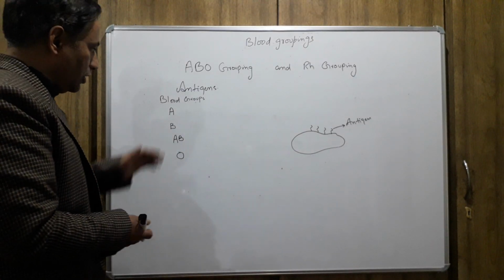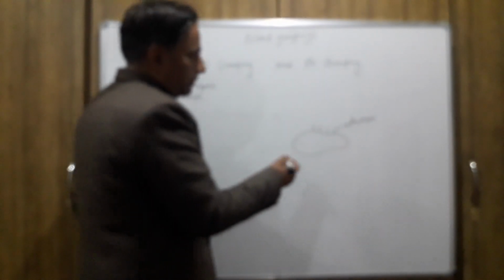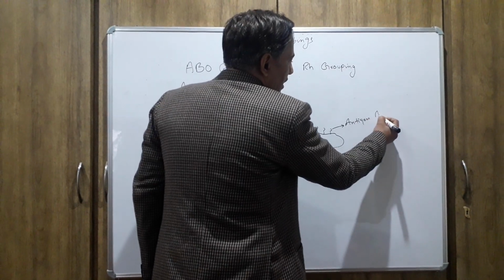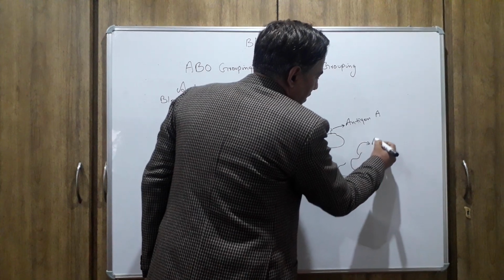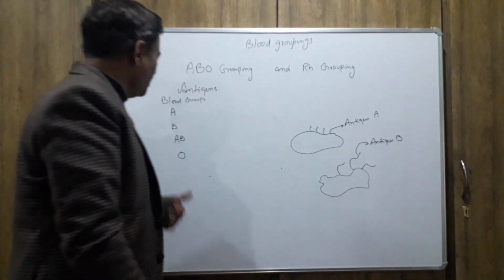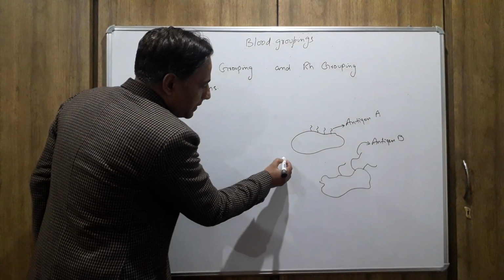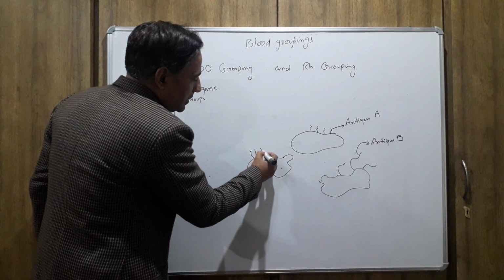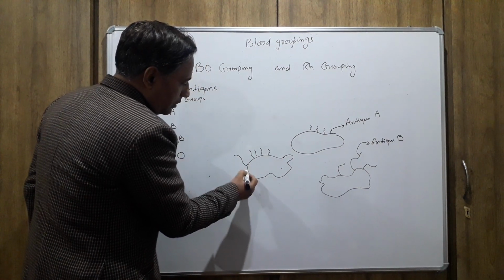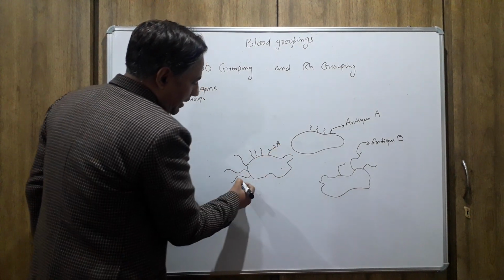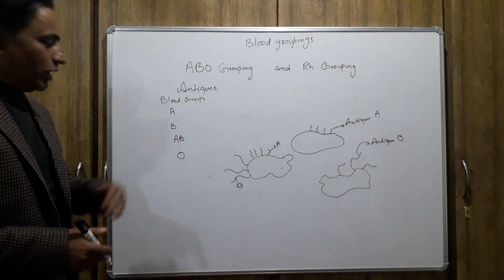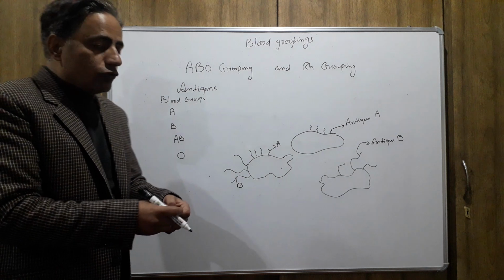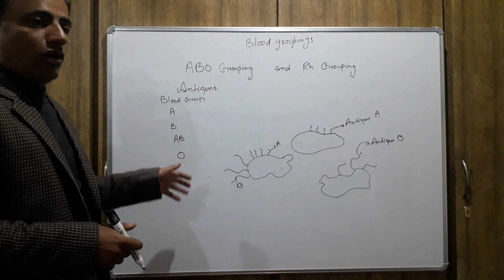Similarly, the persons who have blood group B, their RBCs contain antigen B. And in case of blood group AB, the RBC actually contains both types of antigens, antigen A as well as antigen B. As far as blood group O is concerned, those individuals do not contain any type of antigen on the surface of their RBCs.